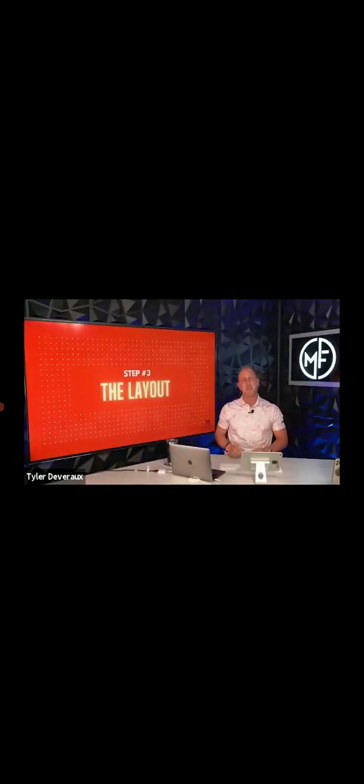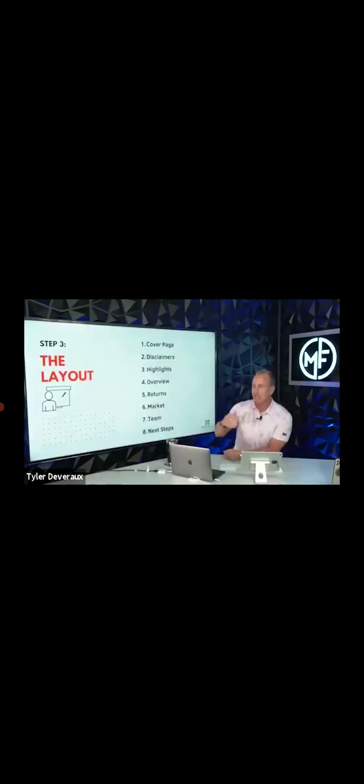Now, number 3 is the layout. The layout, like the flow of the property packet, understand that can change. There are some things that I'm pretty strict on, like your disclaimers. Your disclaimers always need to be right up at the first. Your SEC attorney will stress that as well. But it can change depending on preference, and on what the story of the deal is. But the layout typically goes like this.